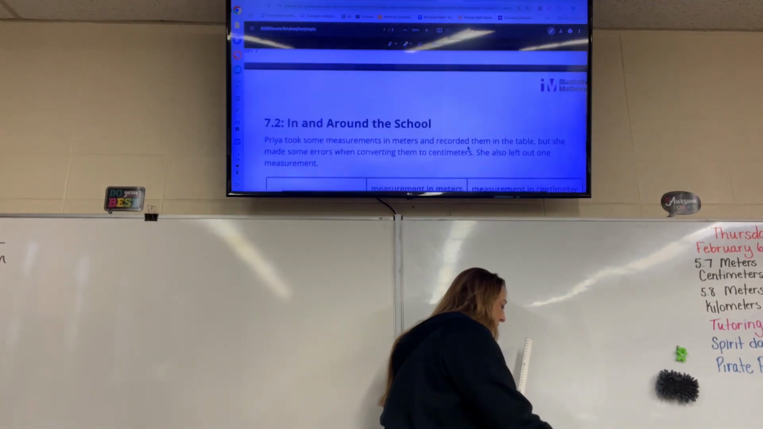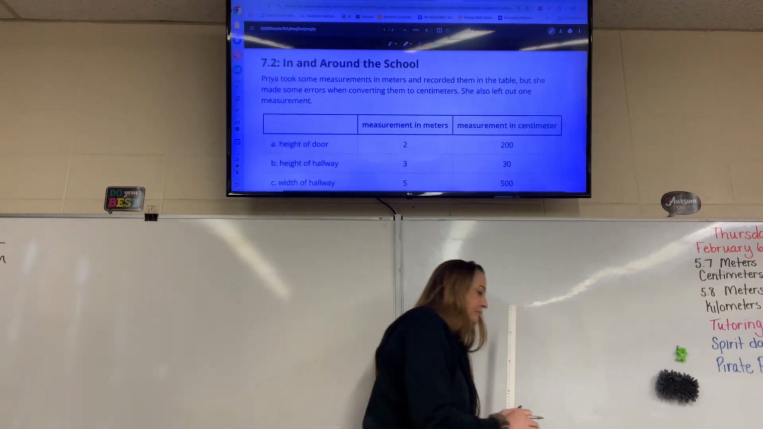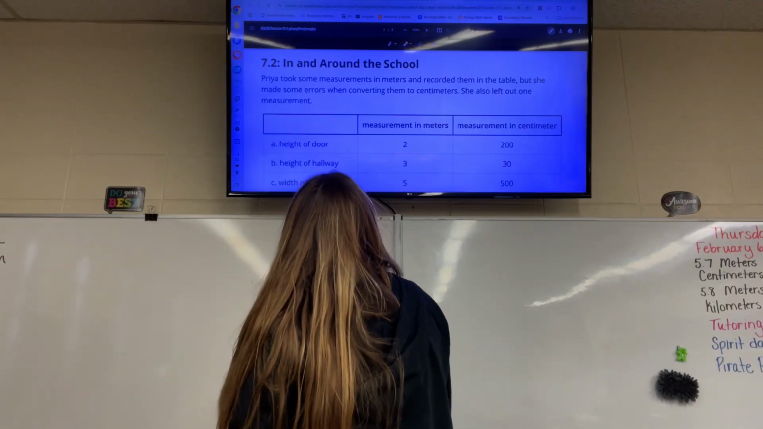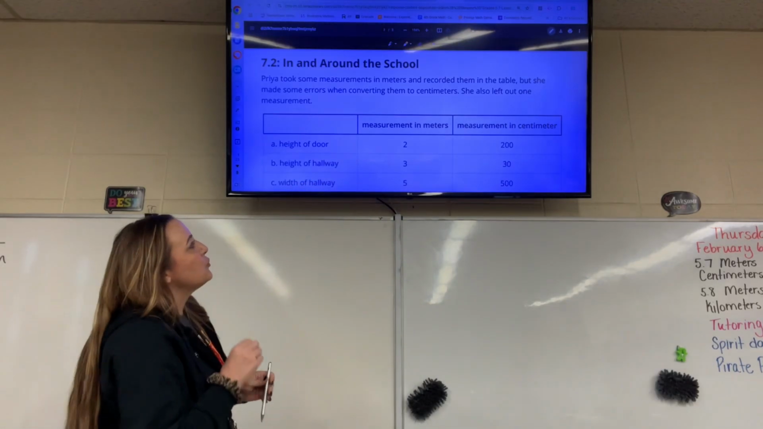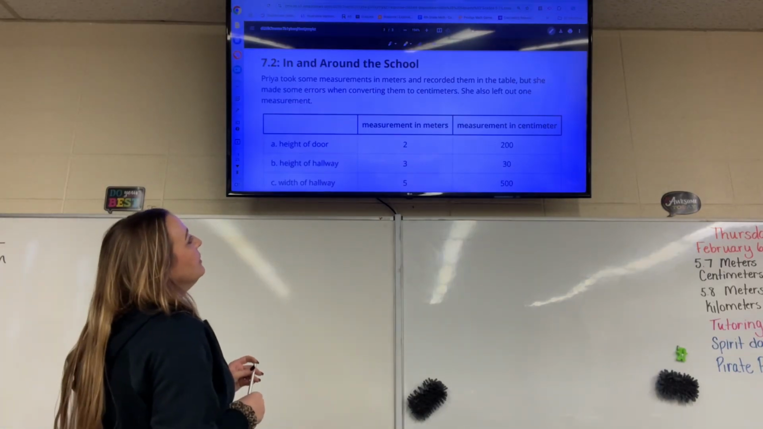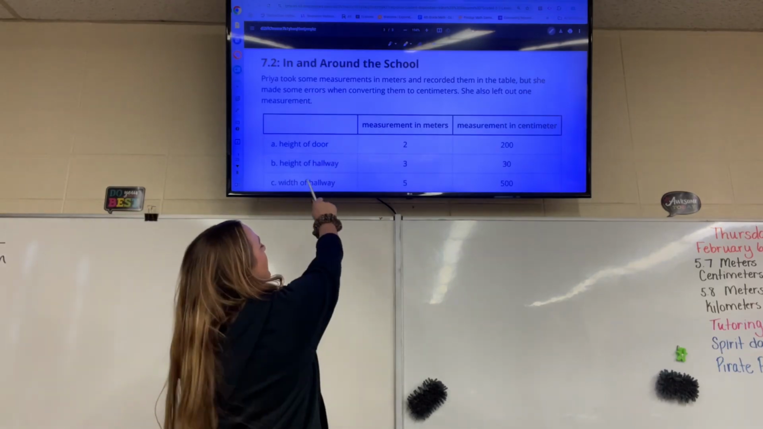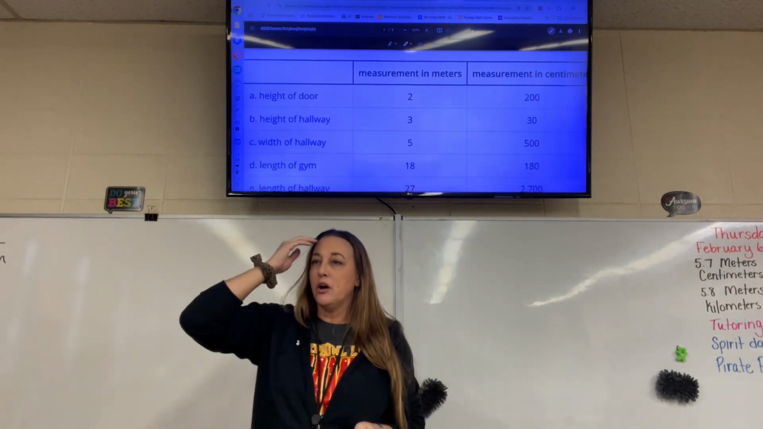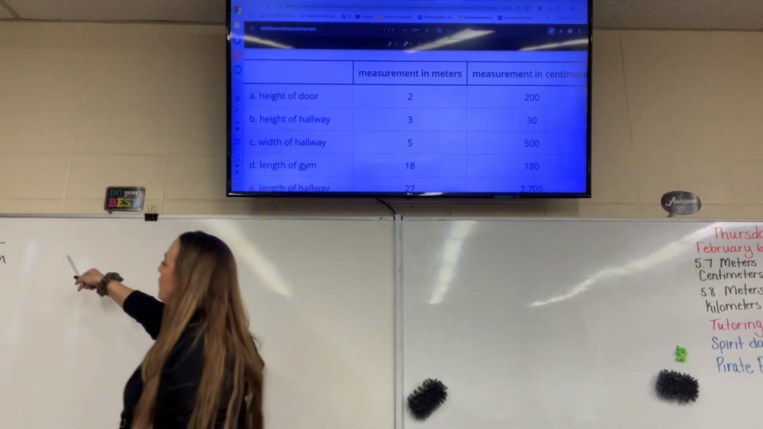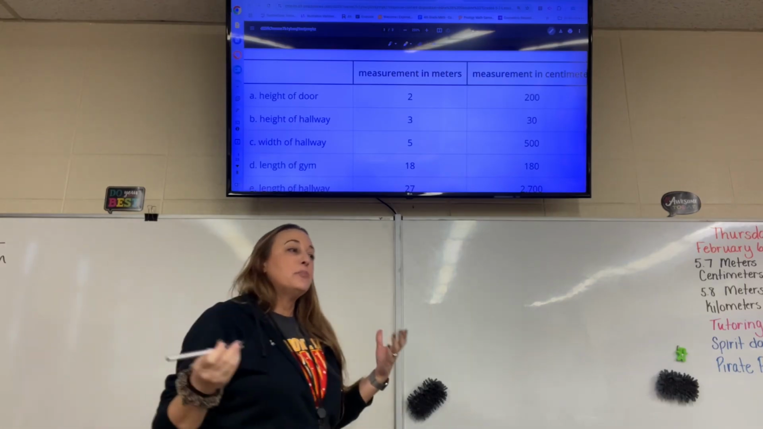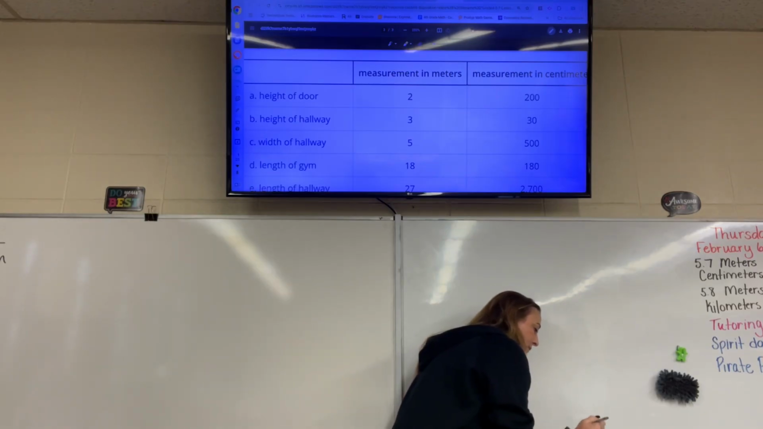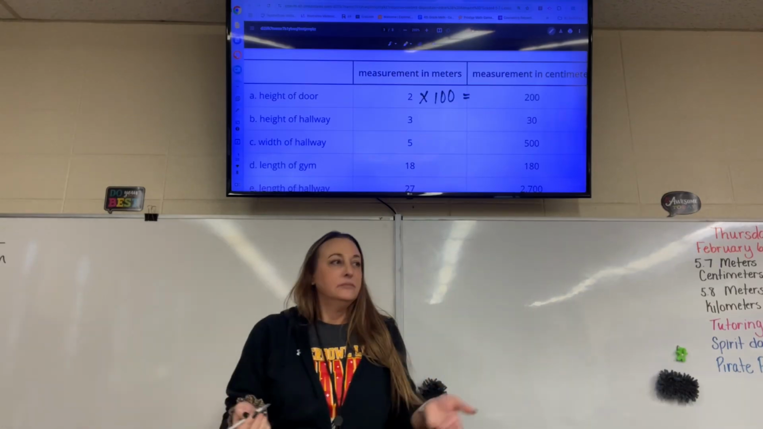Okay, so now we're on to a table. Priya took some measurements in meters and recorded them in the table, but she made some errors when converting them into centimeters. She also left out one measurement. So the first thing she measured was the height of the door, and she found that that was 2 meters tall. And because there is 100 centimeters in 1 meter, we multiply each meter by 100, just like this. So 2 times 100 would be what? You see it there, 200, right?